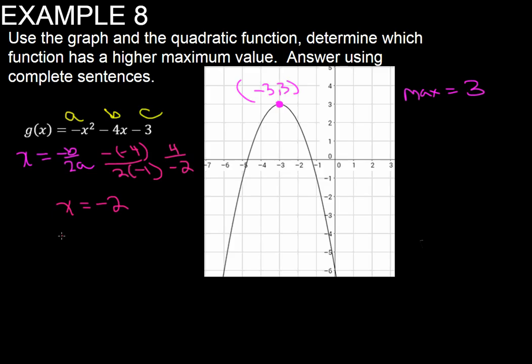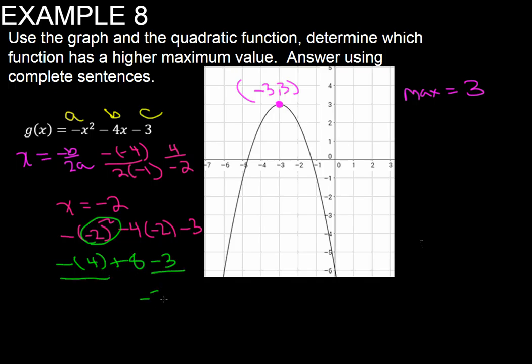Now let's plug that in. We're going to have negative, and we're going to square it, and then we have -4 times -2 minus 3. So let's simplify. -2 squared is 4. Don't forget about the negative though. -4 times -2 is +8 minus 3. All right, so we have -4 minus 3 is -7. So we have 8 minus 7, which is 1. So the max here is 1.